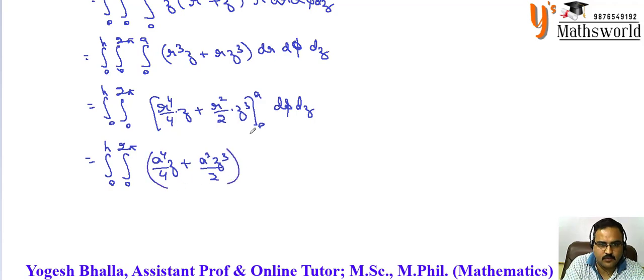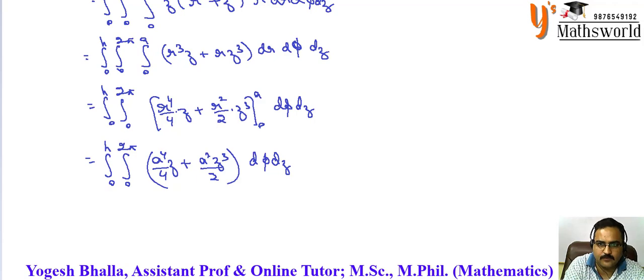So 0 to h, 0 to 2 pi. Now integrating with respect to r, it will be r raised to 4 by 4 into z plus r square by 2 into z cube, within the limits 0 to a, d phi dz. So it comes out to be a raised to 4 by 4 z plus a square z cube by 2, with the upper limit a and the lower limit 0 giving 0, into dz.